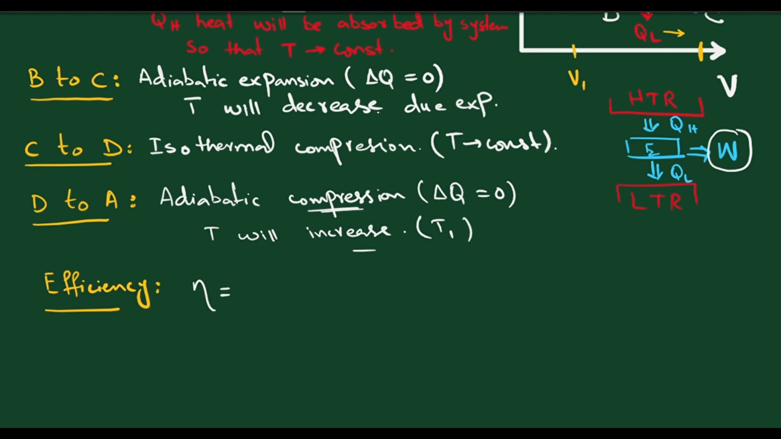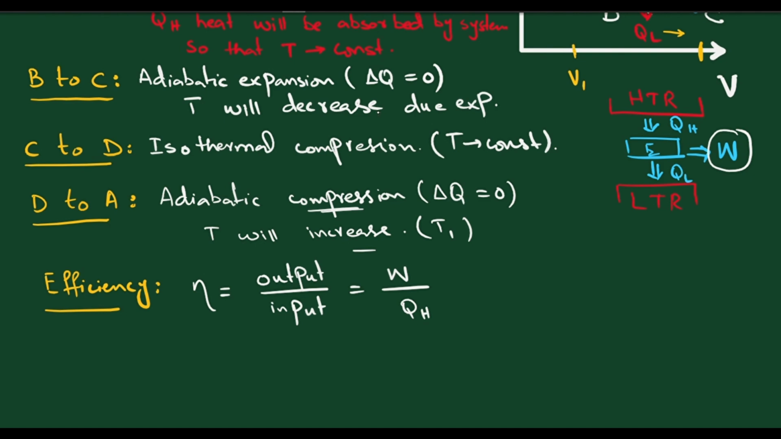Efficiency can be written as output divided by input, as the output is the work done, the useful mechanical work which can be obtained from this cyclic process, and our input is QH, which is the heat provided to the system.